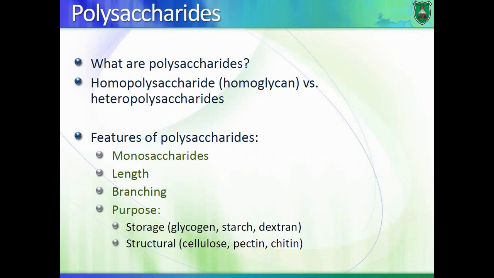These polysaccharides might be of the same monomer residue or same monomer type. For example, if it's all made of glucose, we consider it as a homopolysaccharide, whereas if it contains more than one type of monosaccharides or monomers, we consider it as a heteropolysaccharide.